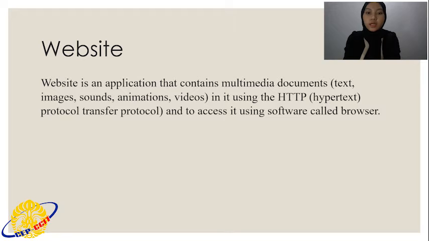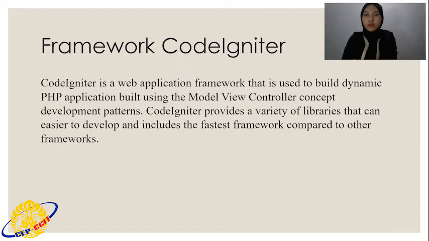Website. A website is an application that contains multimedia documents, text, image, sound, animation, videos in it, using the HTTP, hypertext transfer protocol, and to access it using software called a browser. Next, framework CodeIgniter. CodeIgniter is a web application framework that is used to build dynamic PHP applications, built using the model view controller concept development pattern. CodeIgniter provides a variety of libraries that make it easier to develop and includes the fastest framework compared to other frameworks.